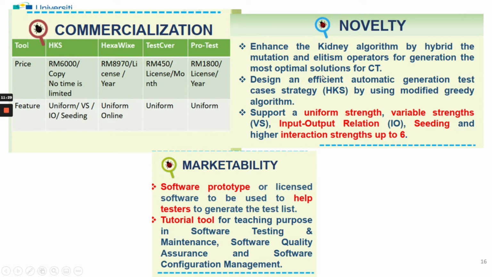So the novelty of this work is that it is the first web-based combinatorial test list generation implemented based on the hybrid kidney algorithm, supporting uniform, variable strength, input output, and seeding interactions, with an interaction degree up to 6.